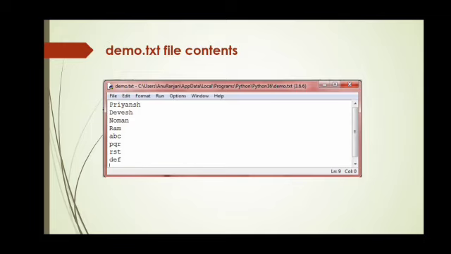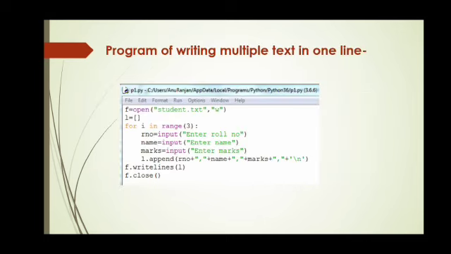So you have to remember, if your program says to create a text file and write the content to the text file, then you are going to use the W mode. But if it says that you have to append the content to the text file or add the content to the existing text file, you are going to use the A mode.